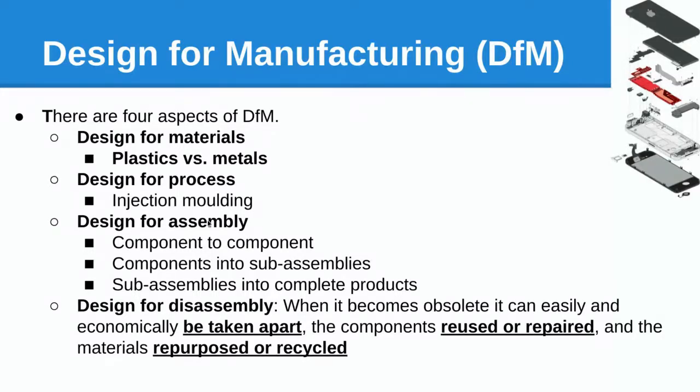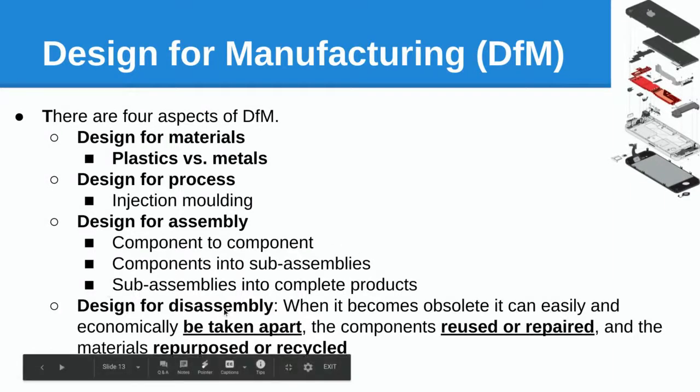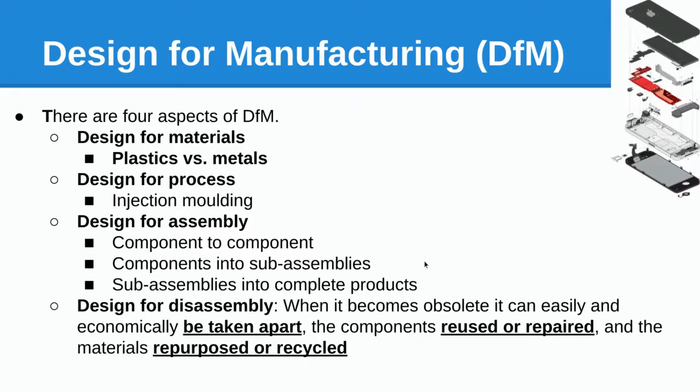Are you designing for the assembly so that components fit to other components, or components fit into subassemblies, and do the subassemblies now fit into the complete product? Or are you designing for disassembly? So when it becomes obsolete, it can easily and economically be taken apart. The components can then be reused or repaired, or the materials can be repurposed or recycled. Sometimes design for manufacture will include all 4 of these aspects. Sometimes it might just include a few of them.